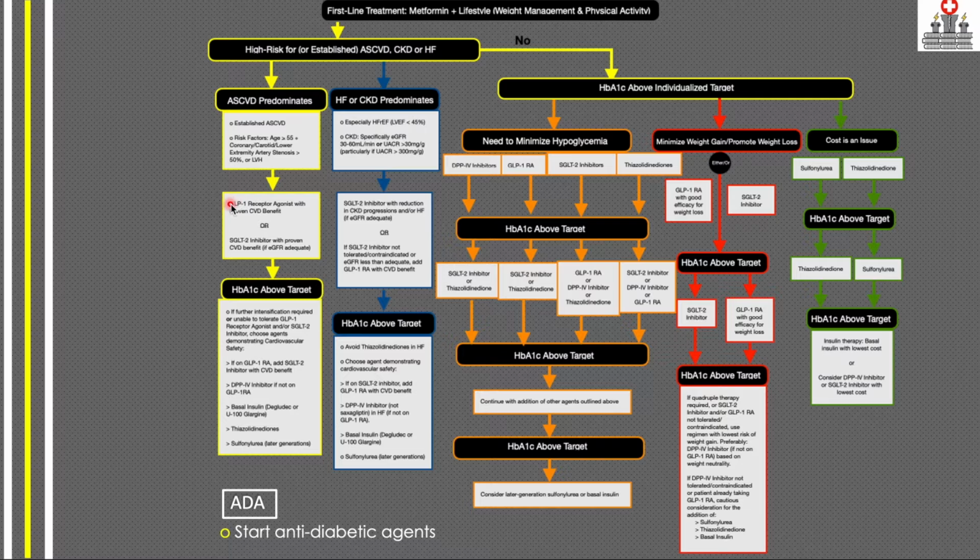In this case, we would recommend metformin plus a GLP-1 receptor agonist, not just any receptor agonist, but one with proven cardiovascular benefit, which we will talk about in a moment. If a GLP-1 can't be given for whatever reason, then we'd give an SGLT2 inhibitor. Now, when considering heart failure or chronic kidney disease, it's essentially the opposite. We would give an SGLT2 inhibitor, and if that is contraindicated for whatever reason, then we'd consider a GLP-1 receptor agonist.